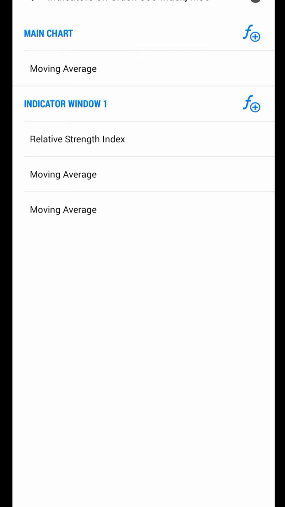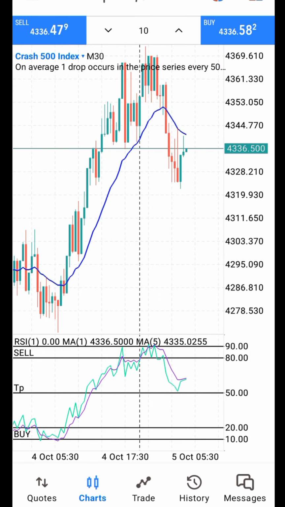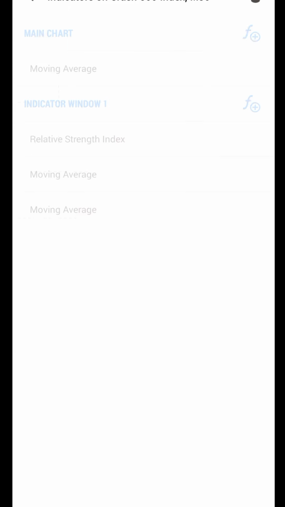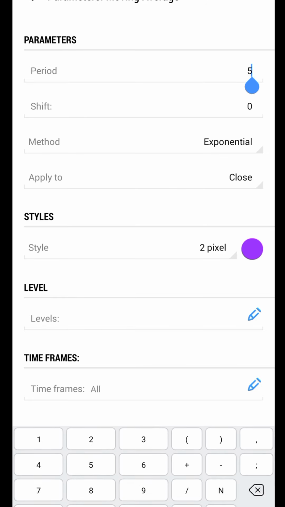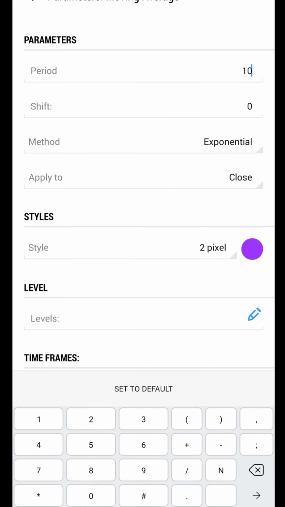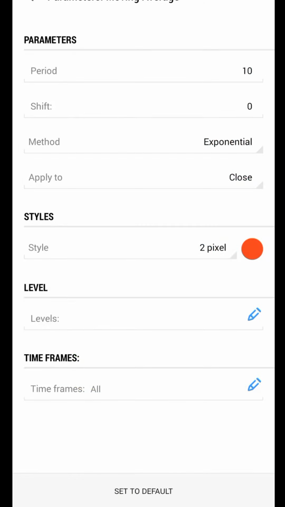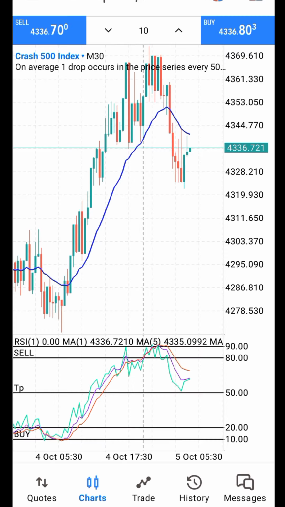Under this indicator window again, let's first look at if you have something like this. The remaining indicator to add under this indicator window: come back to the indicator, click on the plus, click on moving average again. Then we need period 10 here. So choose a different color again, you can choose red, or any color of your choice. If everything has been done correctly, you should have something like this on your chart.